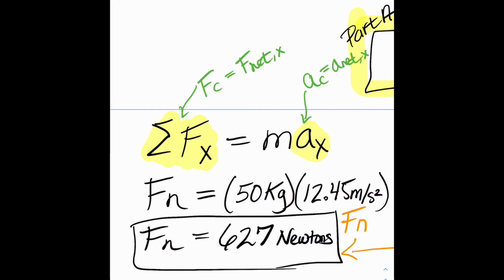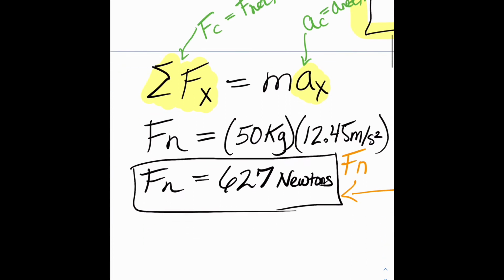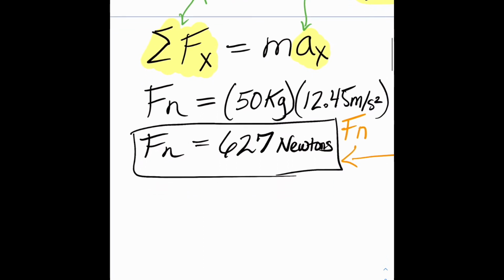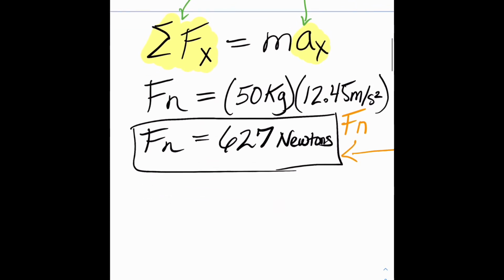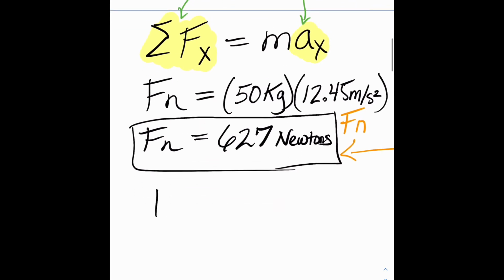And I just noticed that I went ahead and labeled this FM, and it is, but the problem I think asked for centripetal force. So I could just as easily have just kept it as FC because sigma Fx is FC. So I'm just going to rewrite it one more time.